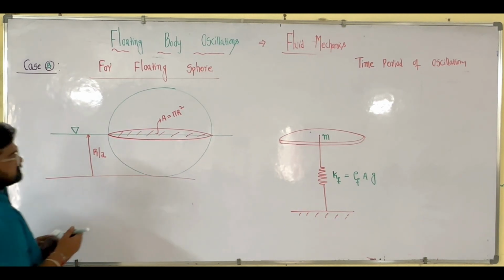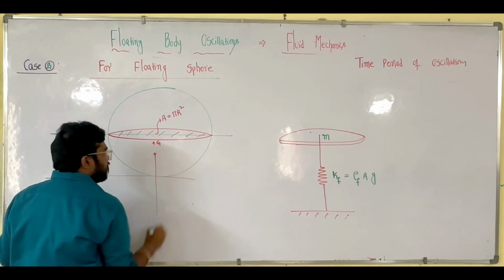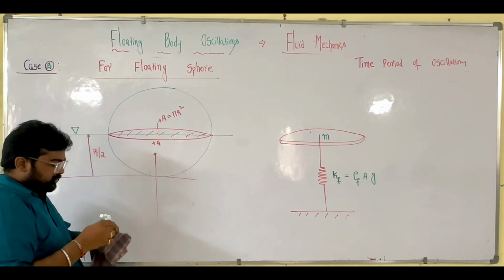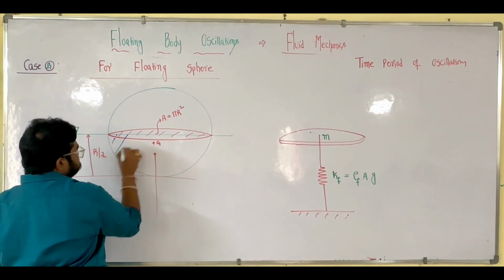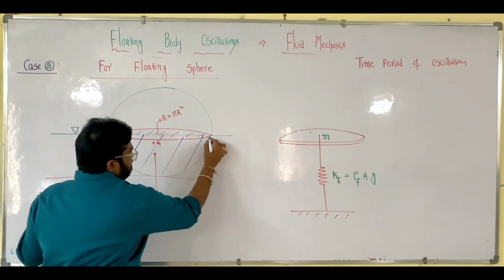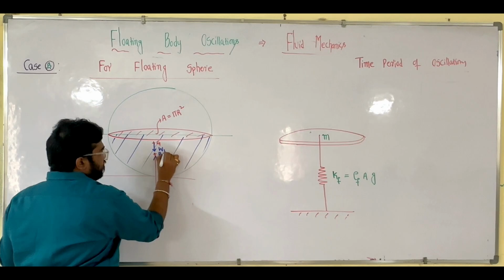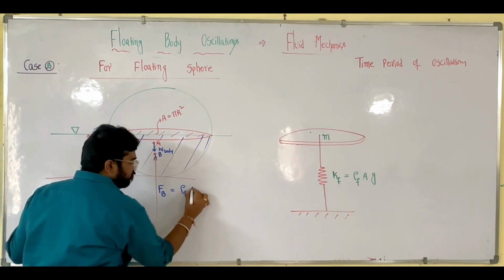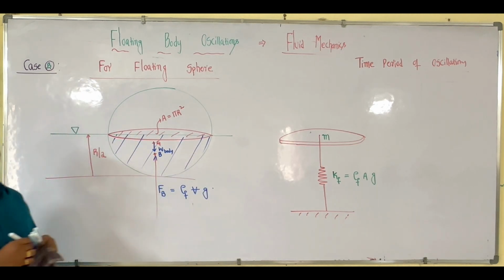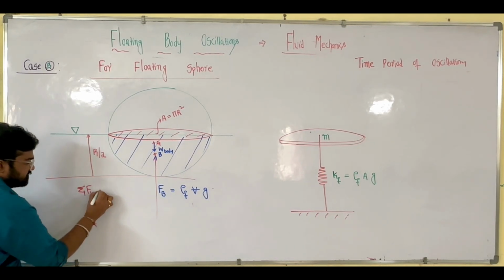If you apply hydrostatics, buoyant force and g. The shaded portion is the displaced area, the area of the displaced portion. Buoyant force equals weight of the body. Buoyant force is density of the fluid into volume of the fluid displaced into g. The volume of the fluid displaced is half the volume of the sphere. Sum of the upward forces equals sum of the downward forces.